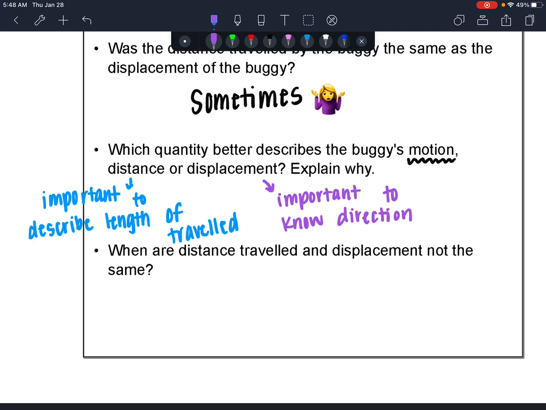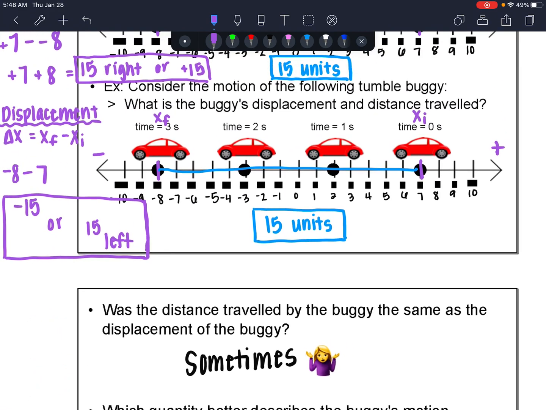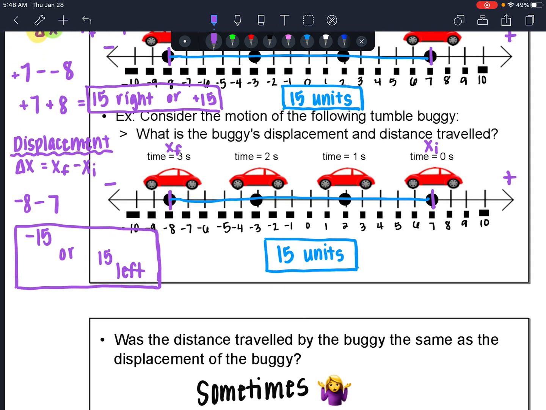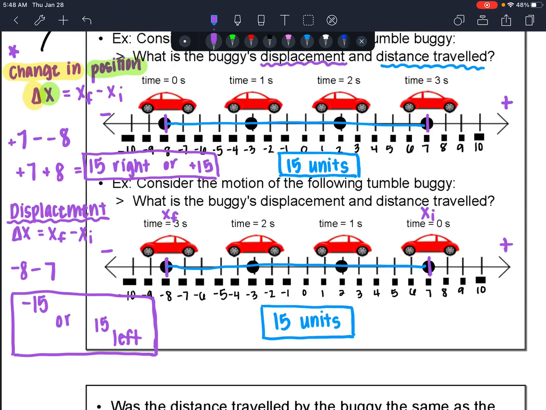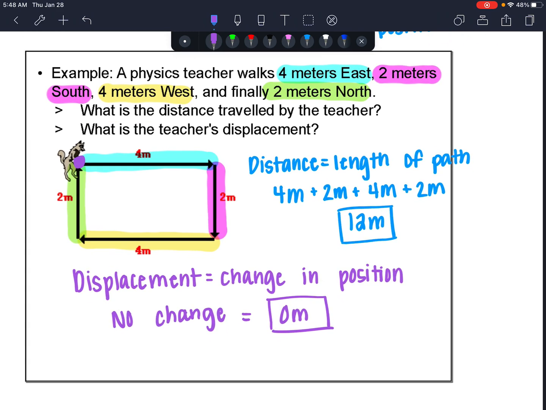So that last question, when are distance traveled and displacement not the same? Let's look up here at this example where they were not the same. They were not the same because displacement was in the negative direction and distance was non-directional. But they were the same number. So what's a better example? This one I think is a better example. We had totally different numbers, 12 meters versus 0 meters.